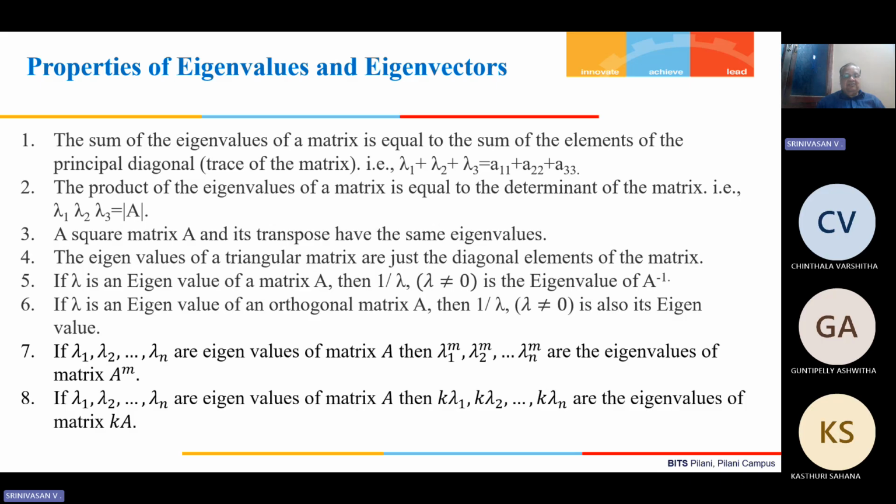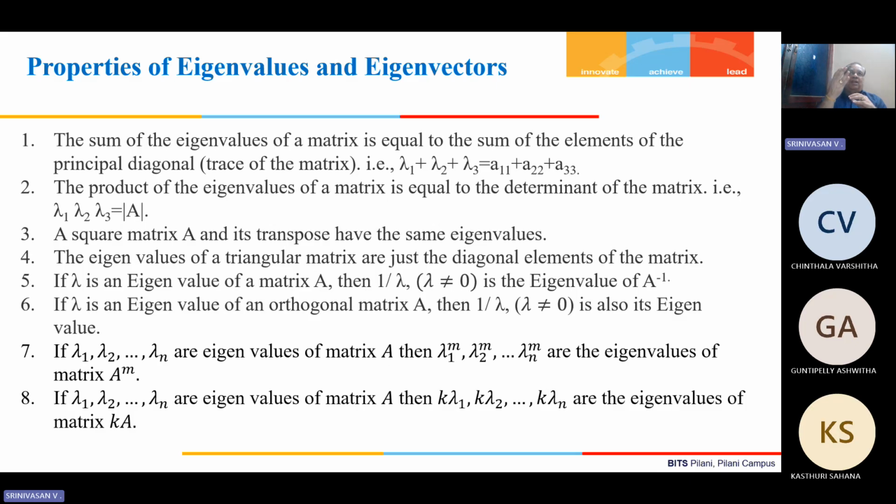And that is the same as the sum of the eigenvalues. You can only find the sum of the eigenvalues; you can't find exactly what the eigenvalues are. Of course, there are some problems where, if two eigenvalues are known, the third can be found using these properties. Next, the product of the eigenvalues of a matrix is equal to the determinant of the matrix.